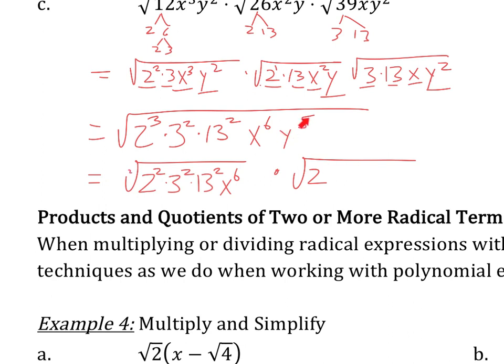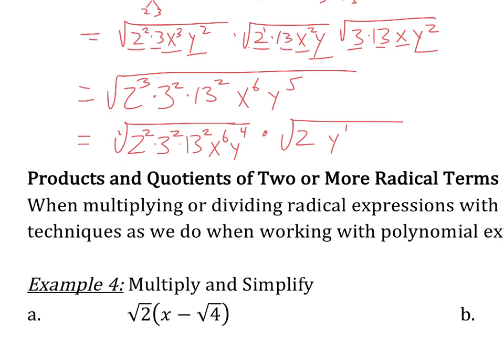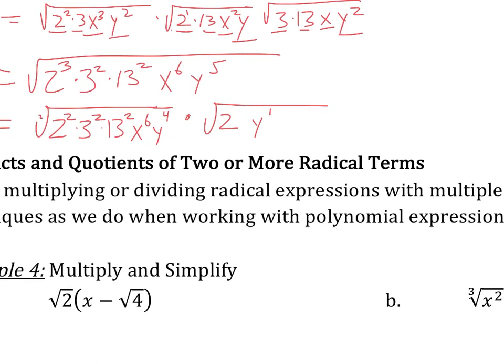This is not an even number. It's got to be divisible by 2. So the most y's we can simplify is y to the 4th. And we'll have y to the 1st left over. All right? There we go.